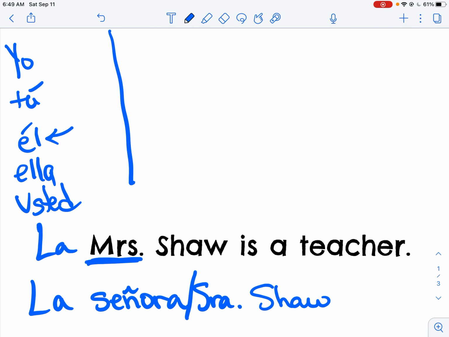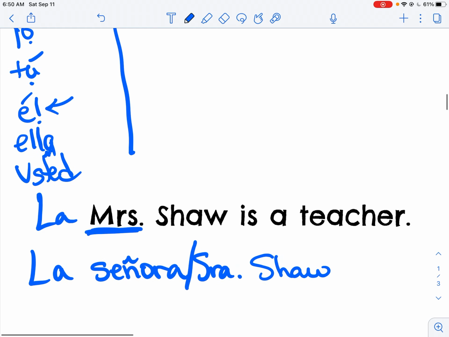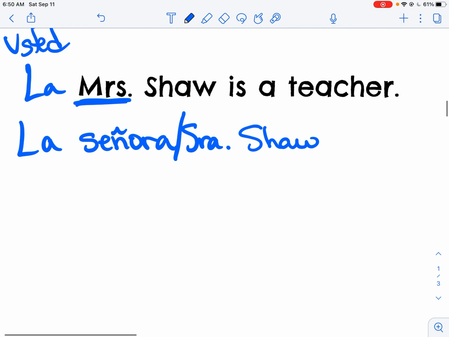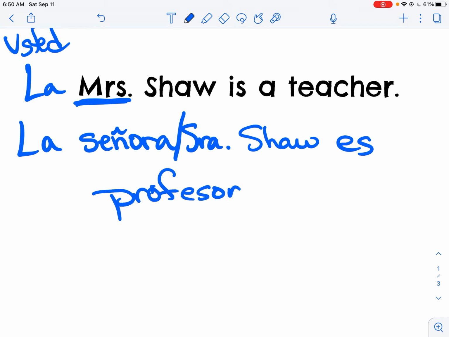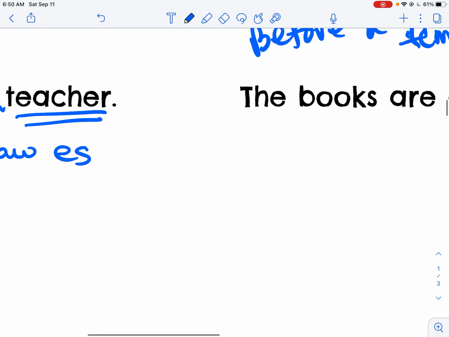So again, we're dealing with this right here. She's not an I, she's not a you, she's not a he, but she's a she. So what is the conjugation that goes with she? It's es. So this would be es, and profesora, because this is an occupation, you don't put the indefinite article.